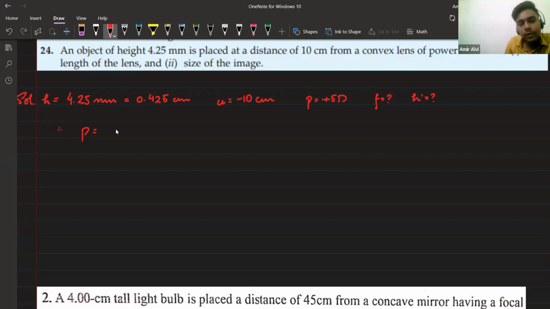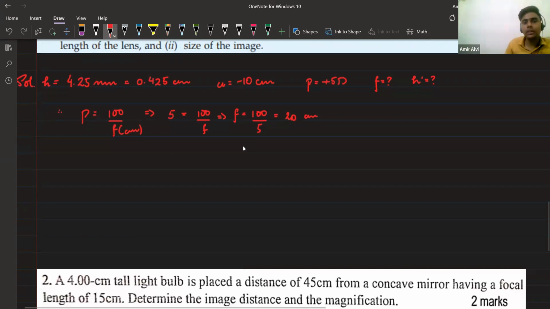Power is equals to 100 by f if you want to calculate the answer in centimeter. Okay. So it is 5 is equals to 100 divided by f. So f would be equals to 100 by 5. That is equals to 20 centimeter. Clear, everyone? Please let me know once. Any doubt? No, sir. Sure, that's great.